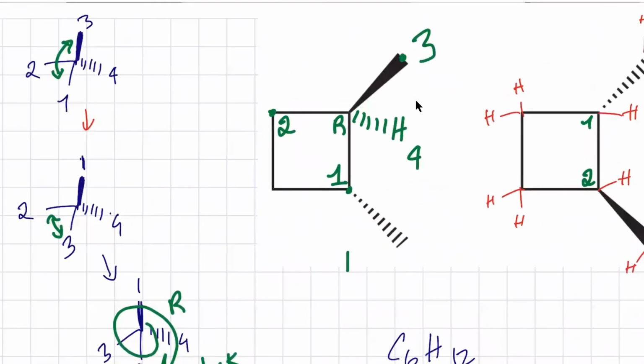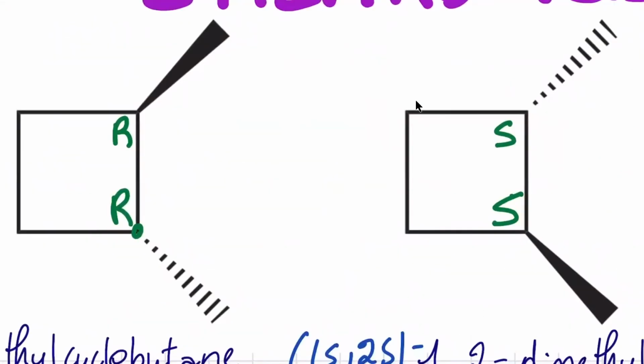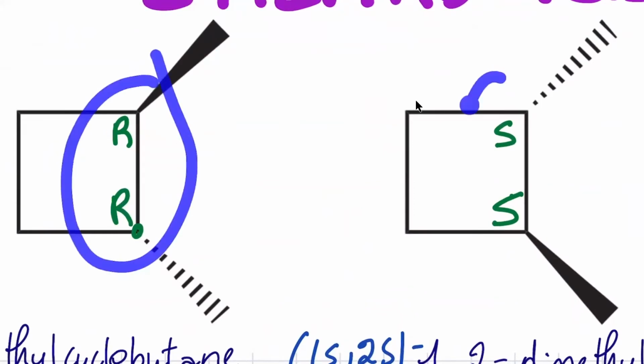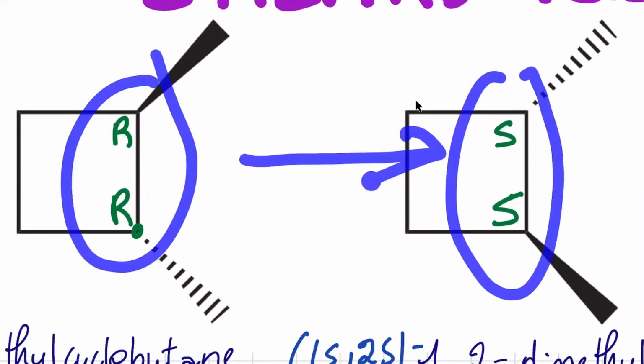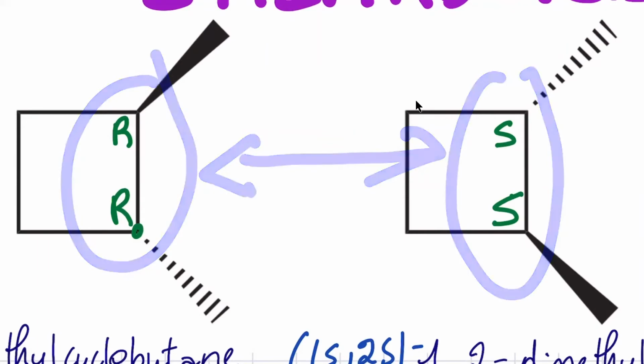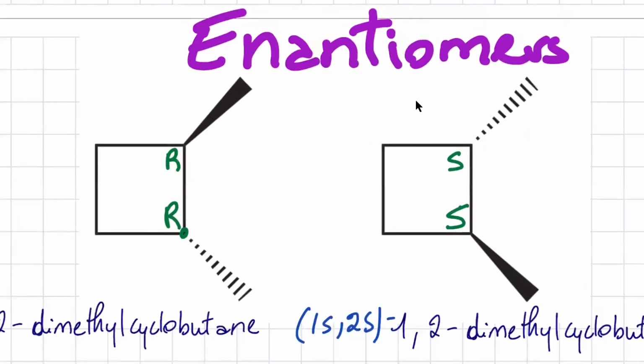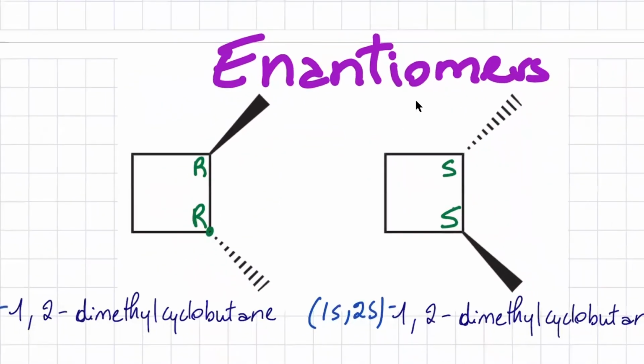Since we're done with this one, let's remove the color so that we can do the other chiral center, which is this one here. After determining the configuration of each chiral center, we notice that we have perfect opposites, right? Which means that we're talking about mirror images. So we can say these two structures are enantiomers.